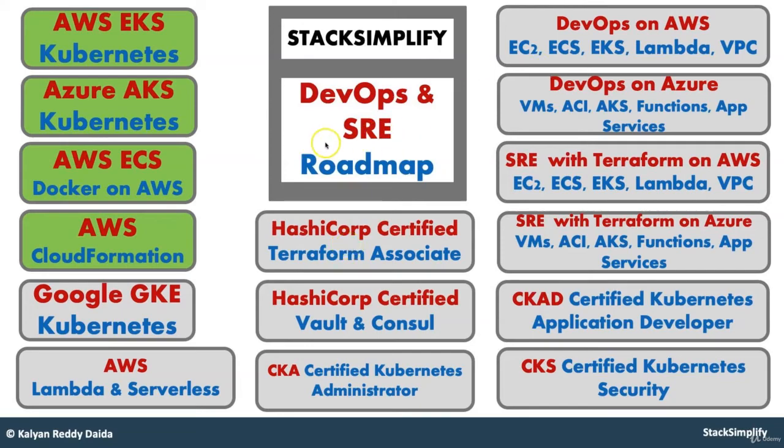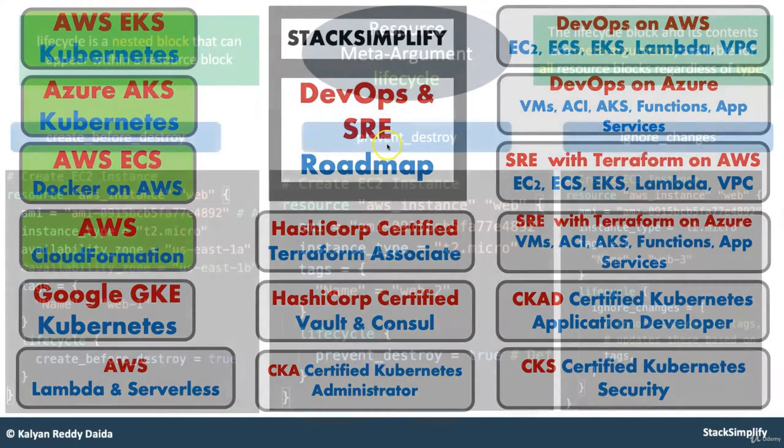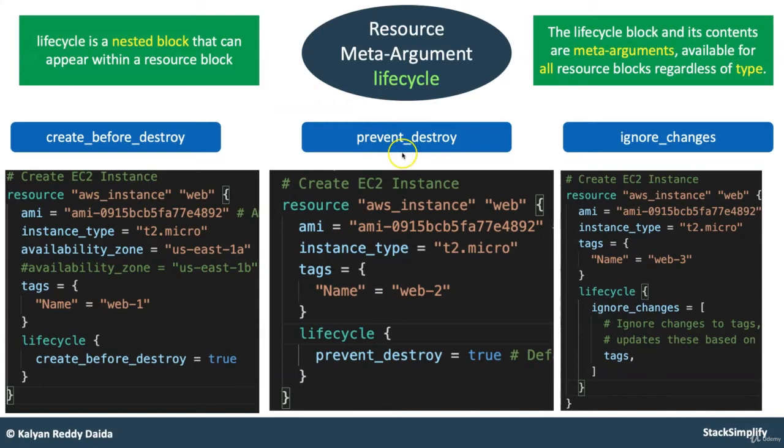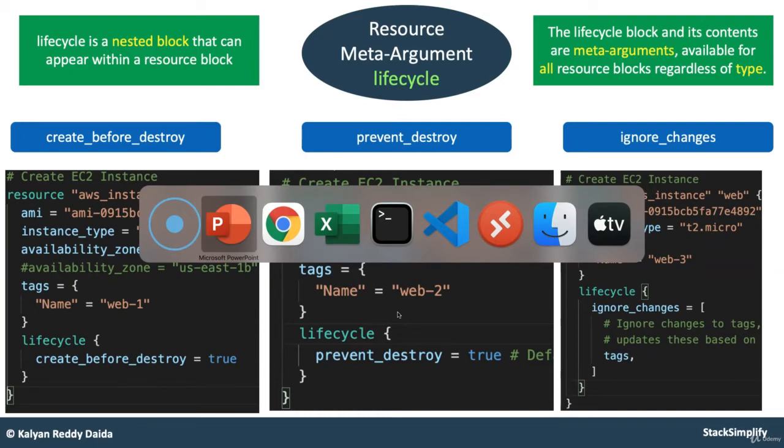Welcome back. In this lecture, we are going to practically implement the lifecycle meta argument prevent_destroy. When we create with prevent_destroy equal to true, and we try to do the Terraform destroy for that resource, it should not get deleted. So let's go ahead and test that now.